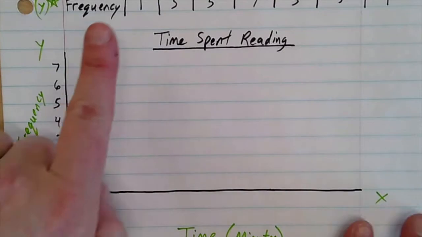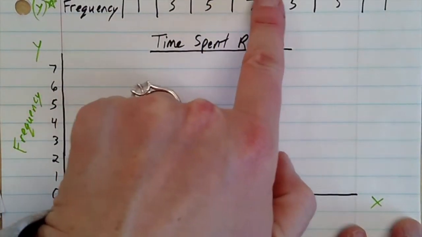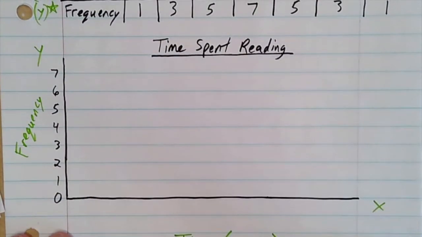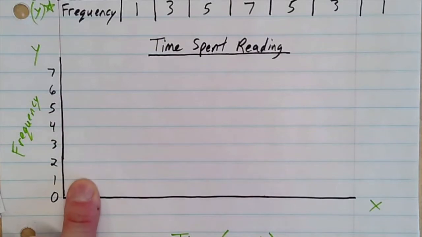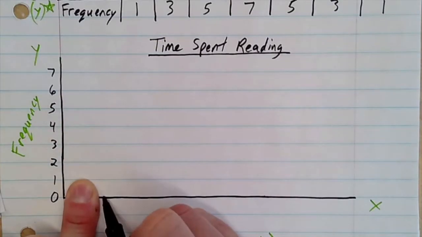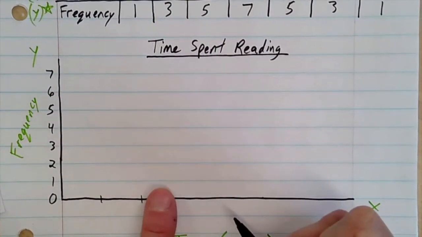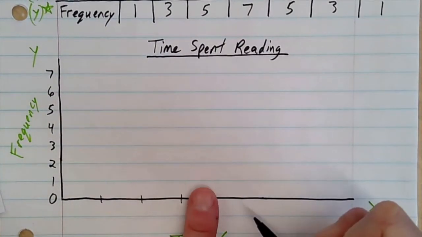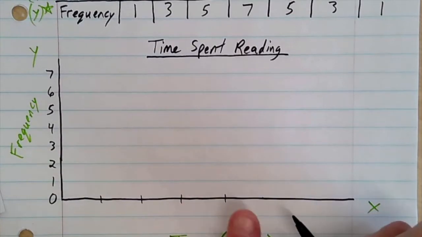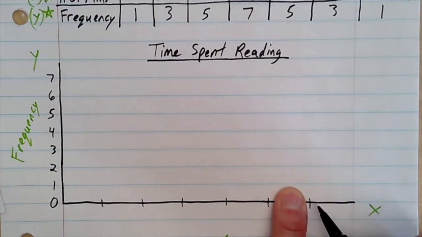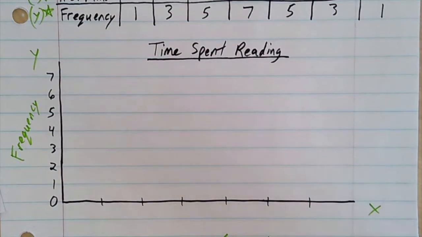So let's see, we had 1, 2, 3, 4, 5, 6, 7 columns or 7 parts to this histogram. So I'm going to try to make them evenly spaced by putting my finger here and then making a tick. There's 1, my finger there, 2, 3, 4, 5, 6, and then I believe the 7th one will be here.